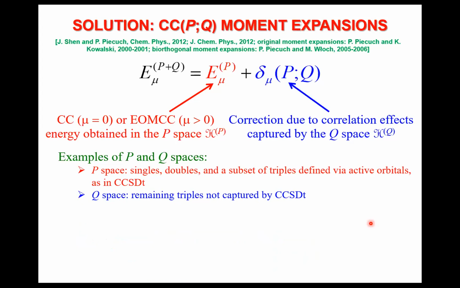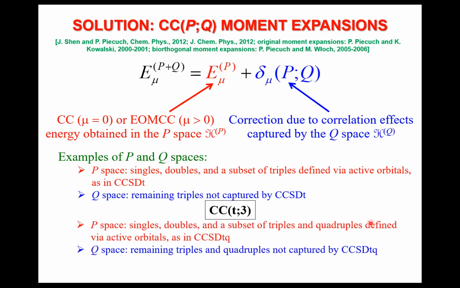And then the Q space will simply be not all triples, but the remaining triples, those which are not captured by CCSD little t. If you do all of this, you end up with an approximation which we call CC little t 3, which is in GAMESS, just like CR-CC(2,3). You can try it yourself. And again, we can always build hierarchies of approximations. So there's another one. And these methods are very accurate.